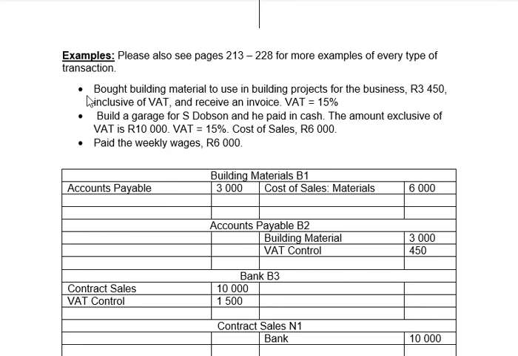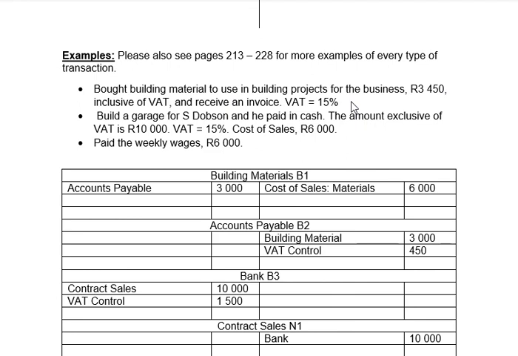Let's have a look at the first bullet. It says bought building material to use in building projects for the business, 3450. And they tell us that amount of 3450 is inclusive of VAT. We received an invoice for this transaction, and VAT is calculated at 15%. So let's just see what we can see from that transaction.